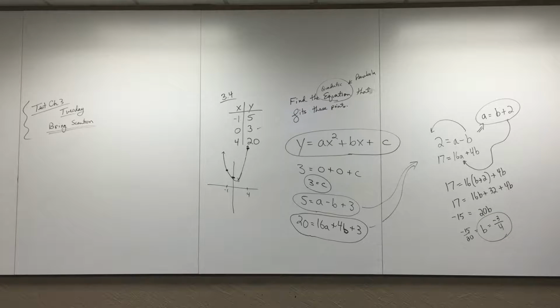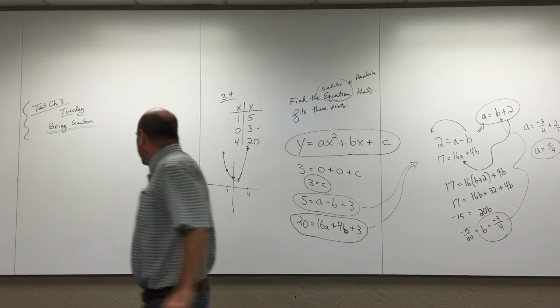That's awesome. If B is -3/4, let's go up here and plug it in, and A is -3/4 plus 2. And that's 2 over 1. You got to get a common denominator. 8 over 4 plus the -3 over 4. I think A is 5/4. That was awesome. I mean, it took some work. But I like that. That's pretty cool.